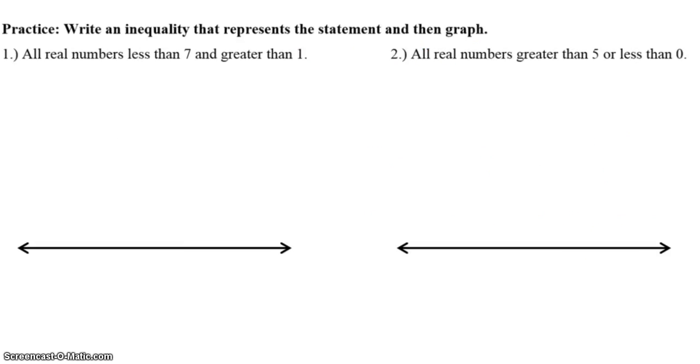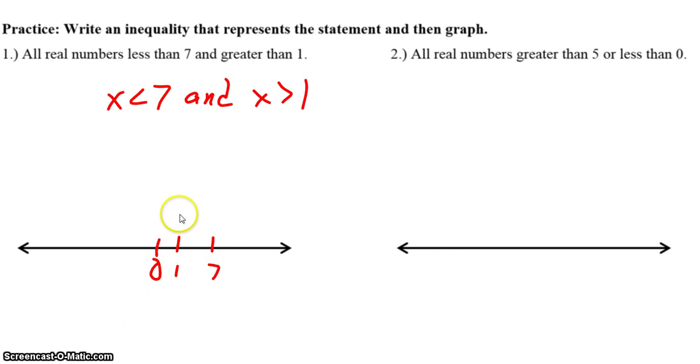So, just a few examples of what that would look like. First up is all real numbers less than 7 and greater than 1. So that is x is less than 7 and x is greater than 1. You have 0, you have 1, you have 7, and because it's an and, open circle on 1, open circle on 7, and they get connected.